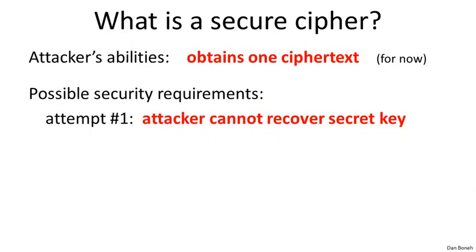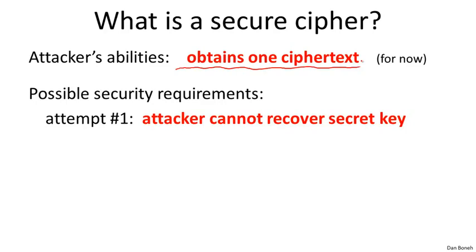In the context of stream ciphers, remember these are only used with a one-time key, and as a result, the most the attacker is ever going to see is just one ciphertext encrypted using the key. So we're going to limit the attacker's abilities to obtaining just one ciphertext. In fact, later on, we're going to allow the attacker to do much, much more. But for now, we're just going to give him one ciphertext, and we want to define what it means for the cipher to be secure.